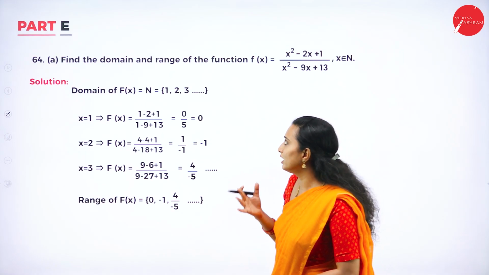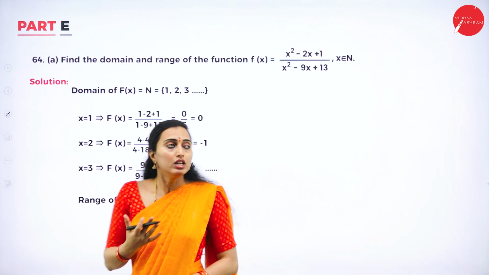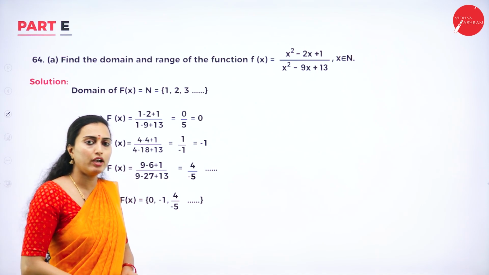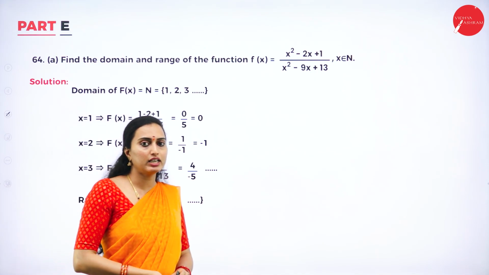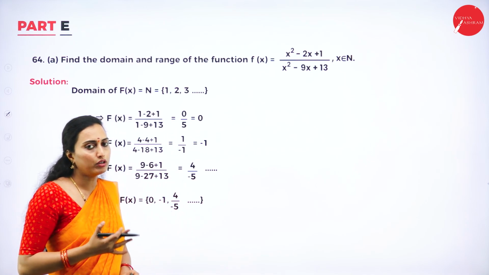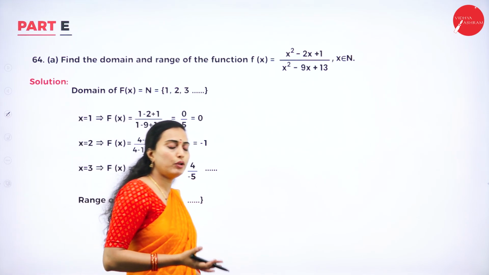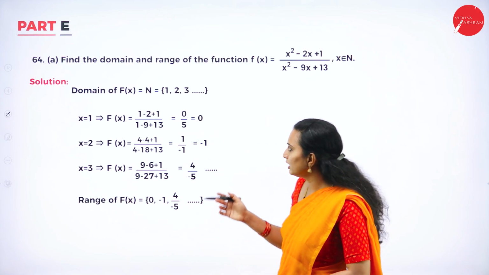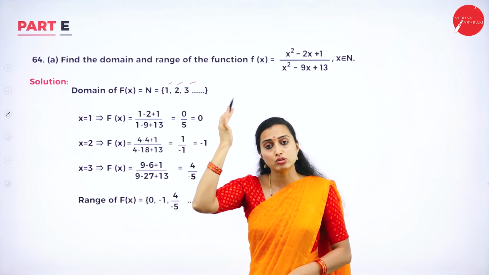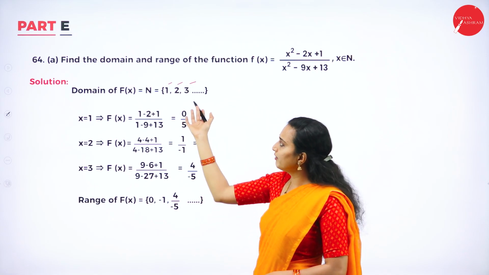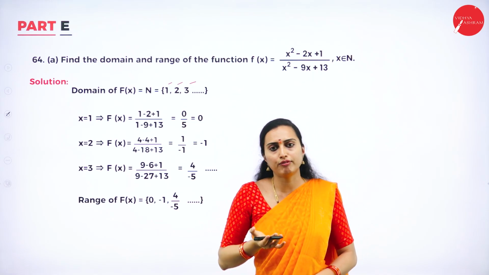What they've asked: find the domain and the range of the function f of x is equal to x squared minus 2x plus 1 divided by x squared minus 9x plus 13, where x belongs to natural numbers. Here x belongs to natural numbers means you can take n starting from 1, 2, 3, etc. Natural numbers are infinite. Here I have taken 3 numbers. If you want, you can take 5 numbers.